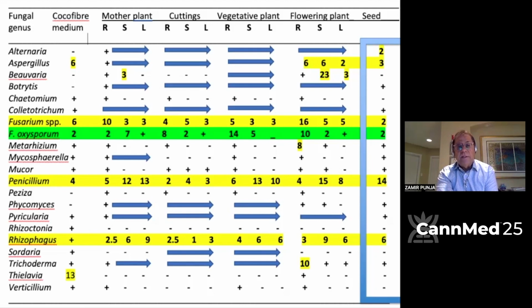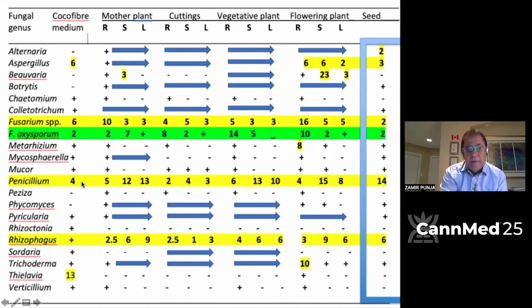The lines that you see that are highlighted in either green or yellow are basically telling you that these are the most abundant. So when you look at Fusarium, for example, it's highly abundant. The numbers that you see here represent the percent of total reads. Fusarium is found in every single part of the plant, in every stage of sampling that we looked at, including seeds. And Fusarium oxysporum was one of the prevalent species.